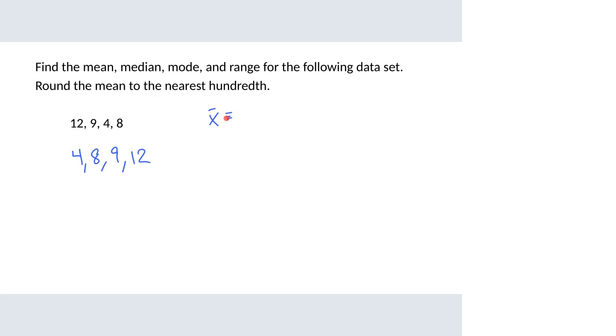And the mean here is going to be add them up and divide by how many there are. And here, that's going to be 4 plus 8 plus 9 plus 12 is 33. Divided by 4 is 8.25. I was told to round to the nearest hundredth. Well, this already is. So I'm all done here. My mean is 8.25. If we do anything on this page that you're not sure why we did it, or it doesn't make sense, or it's confusing at all, you just make sure you ask.